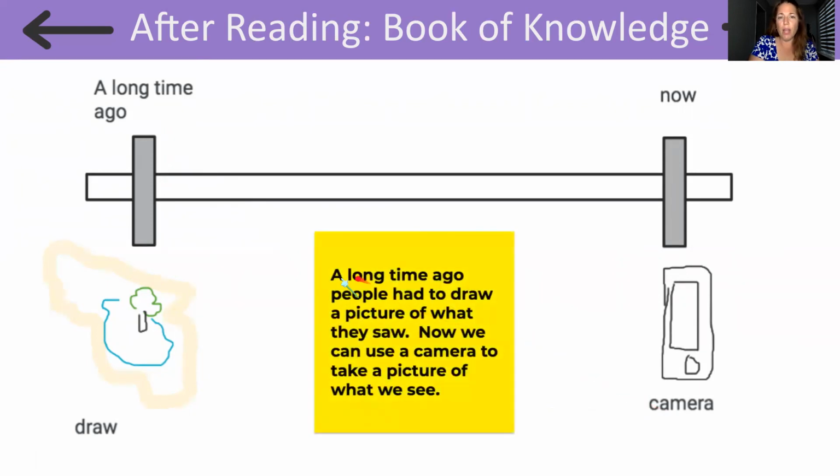And I wrote, a long time ago, people had to draw a picture of what they saw. So I combined what I wrote here, a long time ago and draw, to write this sentence. And then I used the words now and the label I wrote for a camera to write, now we can use a camera to take a picture of what we see.